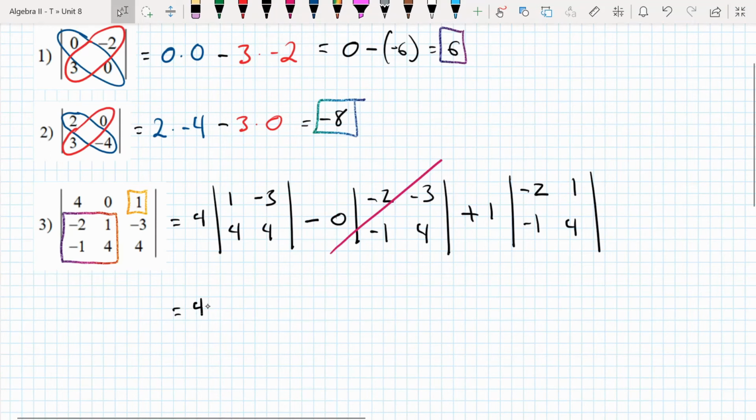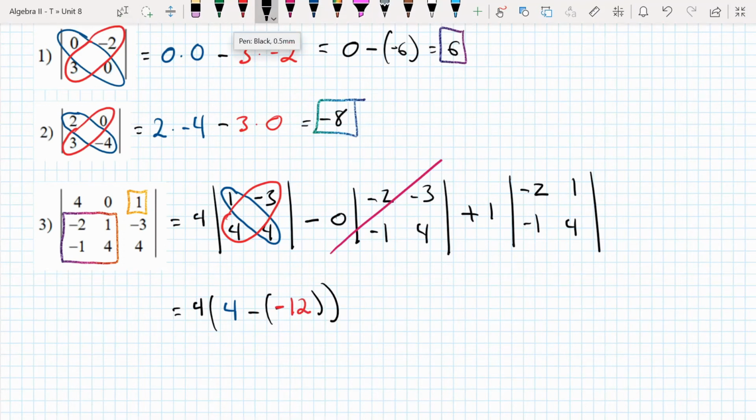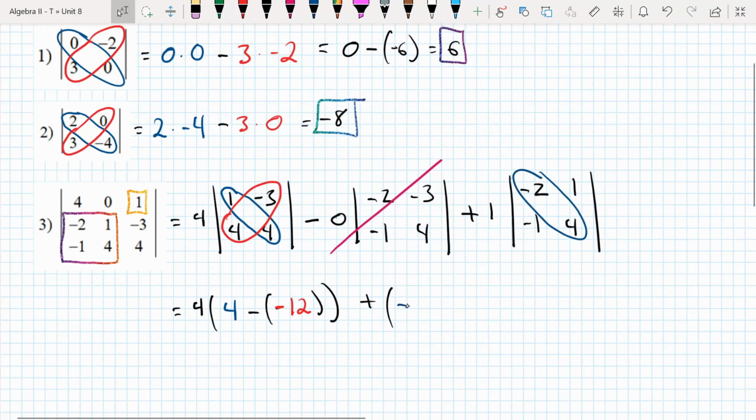So we have 4 times 4 minus negative 12. Okay, well that term becomes 0, so we can ignore that, plus negative 2 times 4, that's negative 8, minus negative 1 times 1 is negative 1. Okay, and now let's simplify this to get our answer.